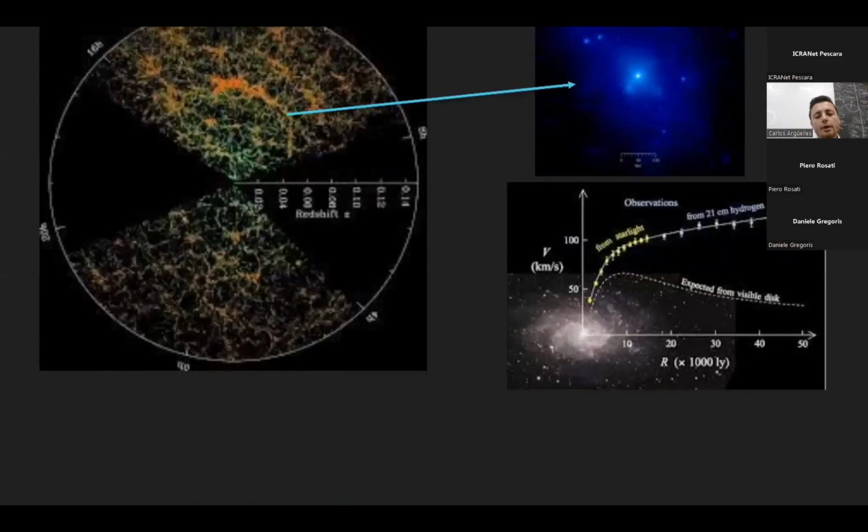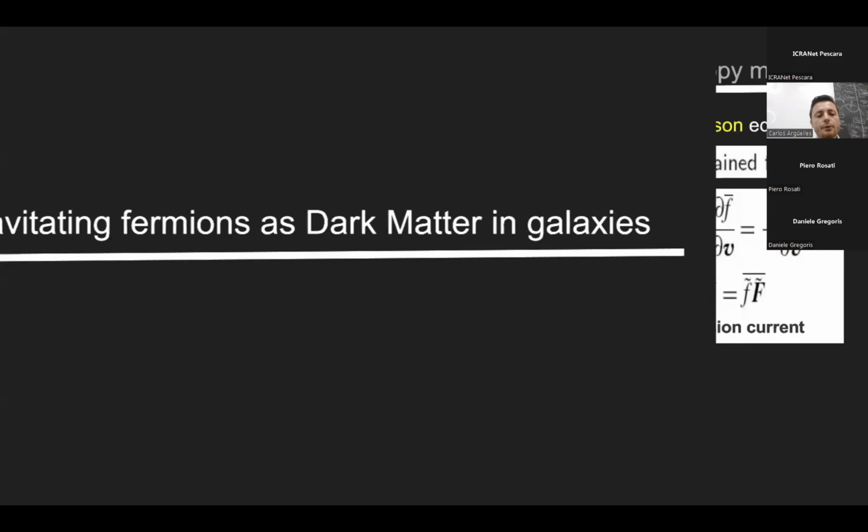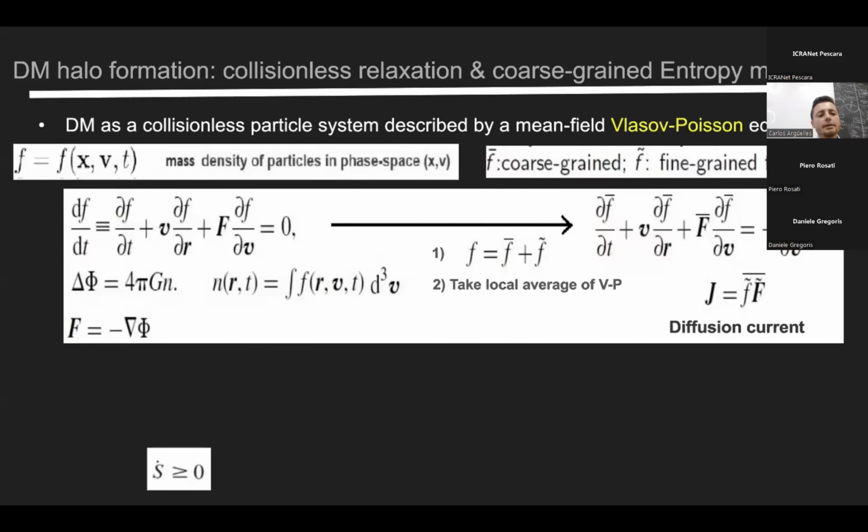So we will try to attack this problem with a fermionic candidate, and therefore let's move to attacking the problem of dark matter halo formation from collisionless relaxation considerations. So we start with the Vlasov-Poisson equation, which is the equation you see on the left, which has the phase space distribution function, which is a function of space, velocity, and time.